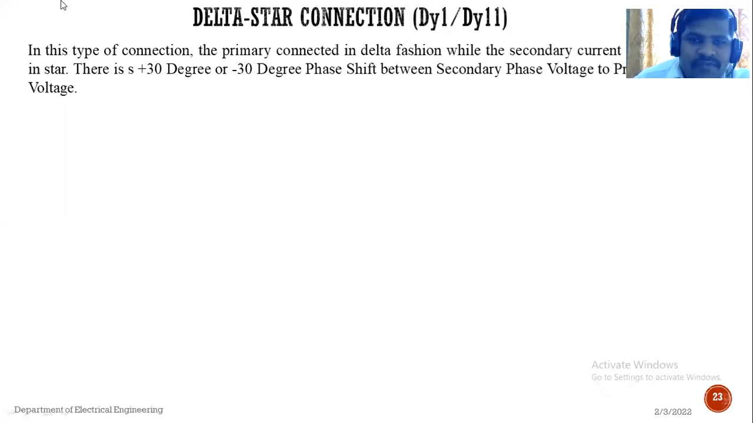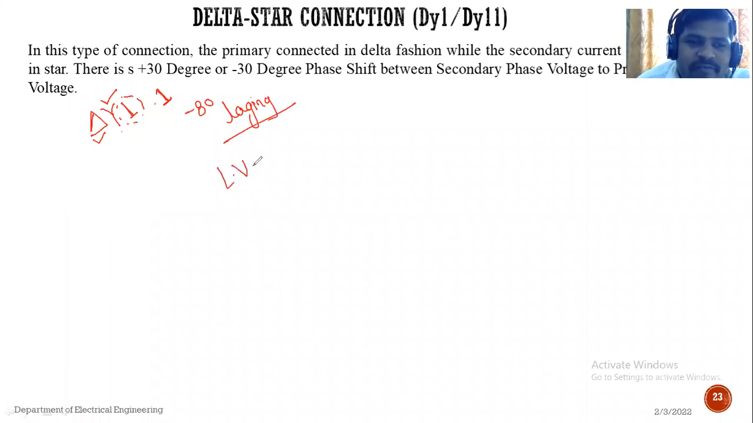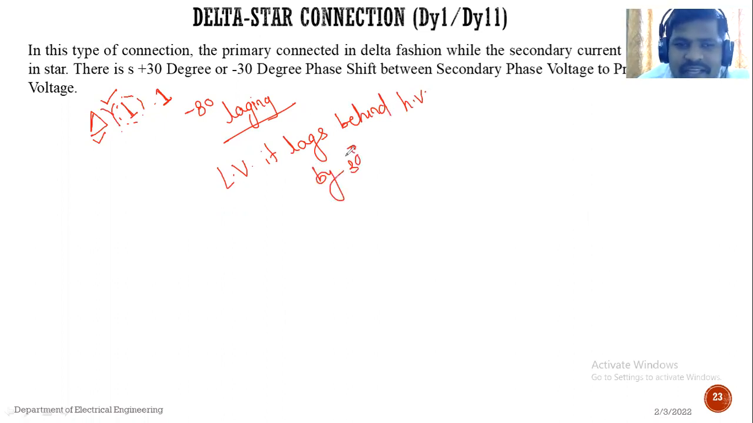In delta star 1, the primary of the transformer is connected in delta and the secondary of the transformer is connected in star. The phase displacement between these two is minus 30 degrees. That is a lagging phase displacement, that is, the LV winding of the transformer lags behind the HV winding by 30 degrees.